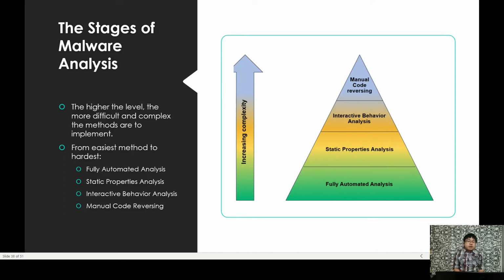Here are the stages of malware analysis. The higher the level, the more difficult and complex the methods are to implement. From easiest method to implement to hardest: fully automatic analysis, static properties analysis, interactive behavior analysis, and manual code reversing.